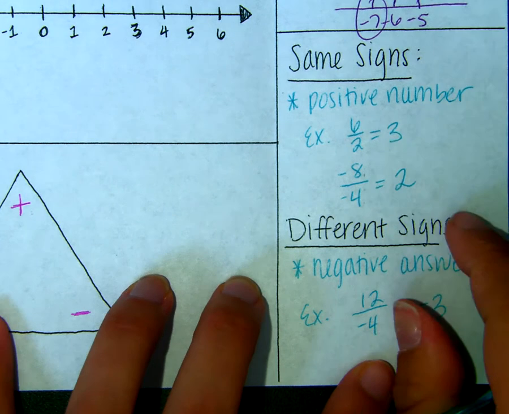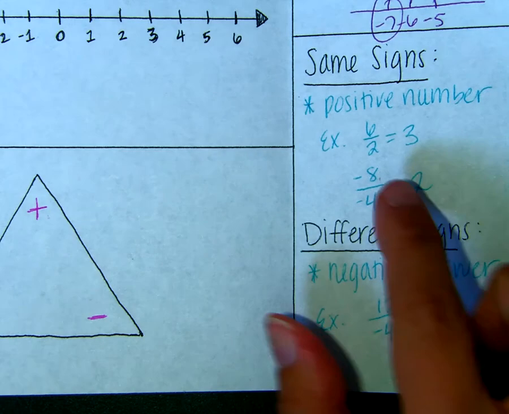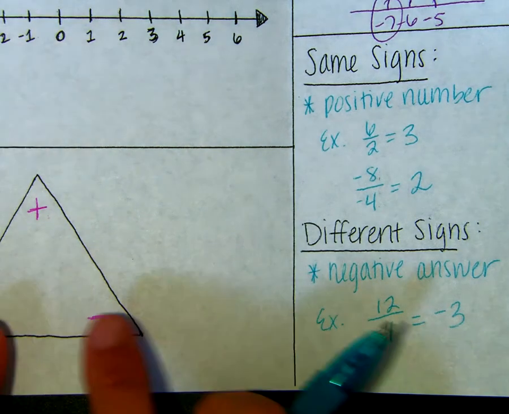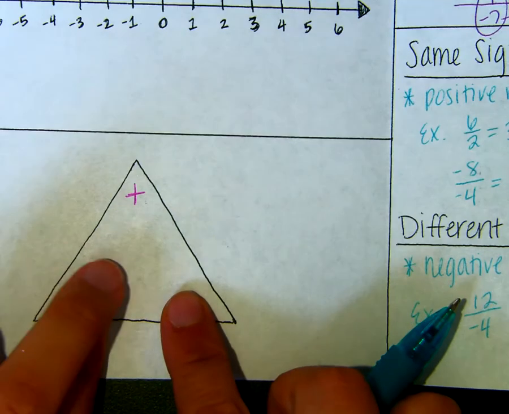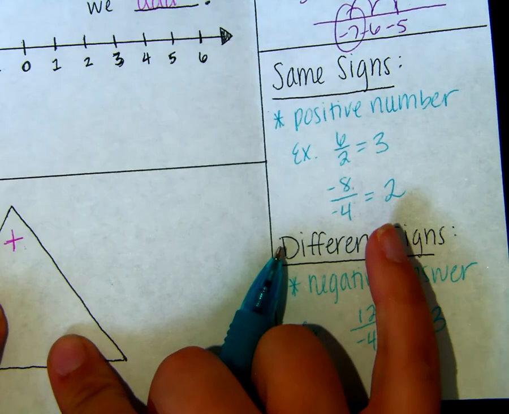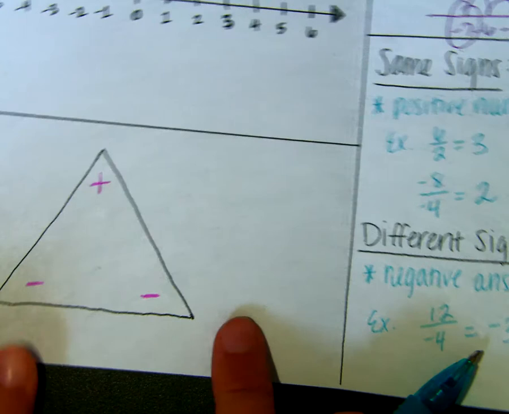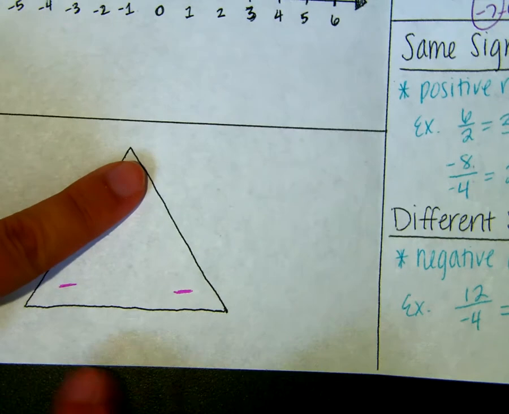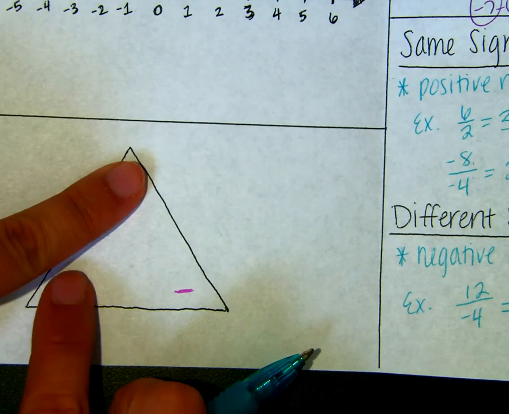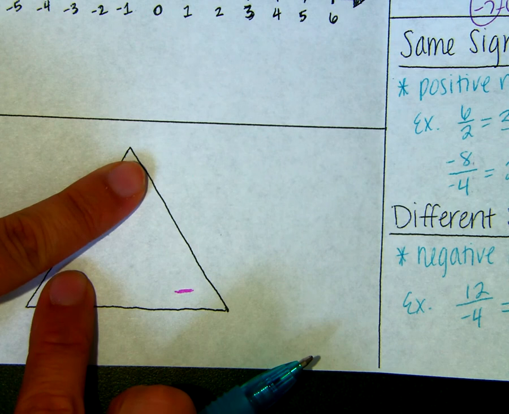You can use the triangle also on this. Negative 8 and negative 4 are both negative. So what's left is positive. Your answer is positive. 12 is positive. Negative 4 is negative. So your answer is going to be negative.